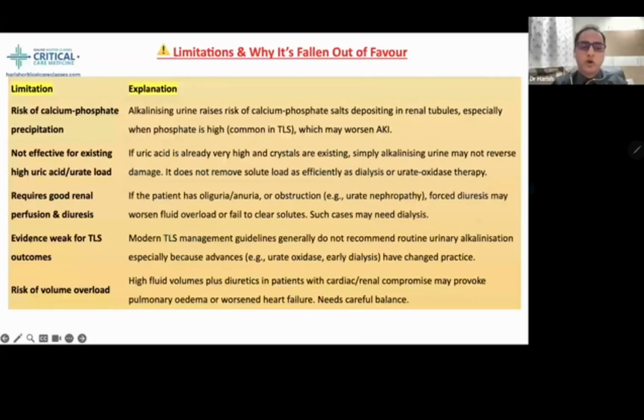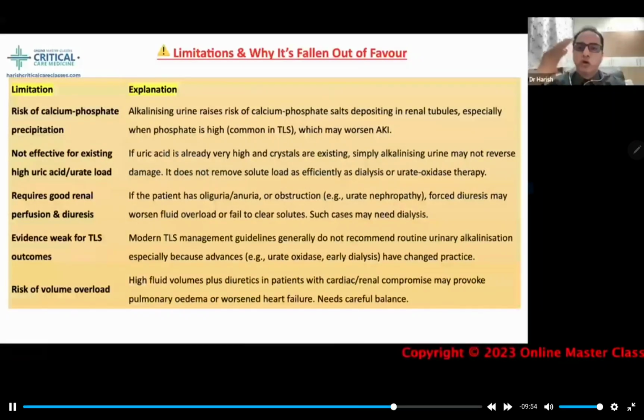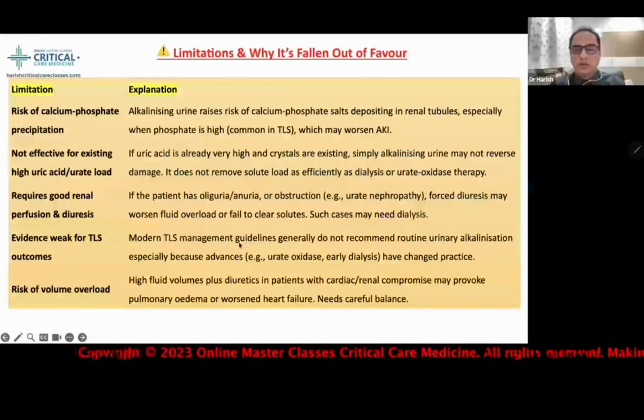Okay, there is a risk of volume overload. High fluid volume plus diuretic in patients with a background of cardiac dysfunction and already compromised renal function may provoke pulmonary edema, and it may worsen the outcome in heart failure. So we need a careful balance of fluid in these kinds of patients. That's why nowadays we don't practice forced alkaline diuresis. Very, very important.